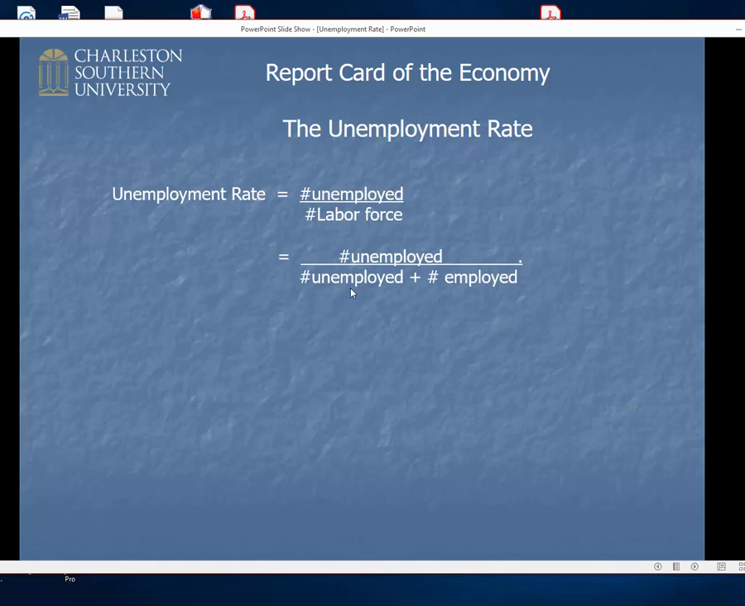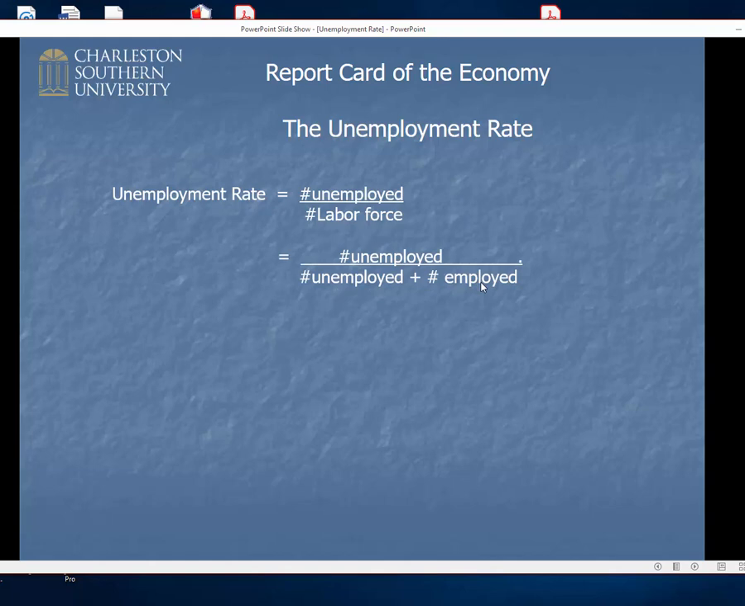You must remember that the labor force is not only the people who are working, it's also the people who would like to be working. So the unemployment rate technically is the ratio of the number of people who aren't working but would like to work, the number unemployed, divided by both the number unemployed and the number employed.